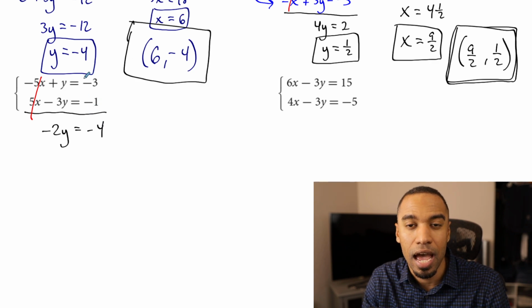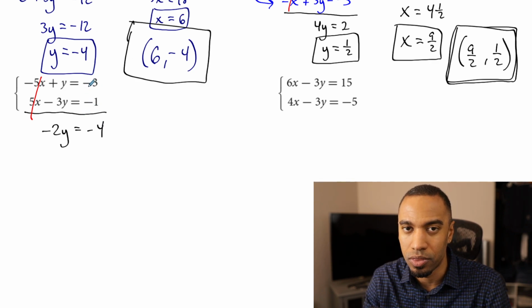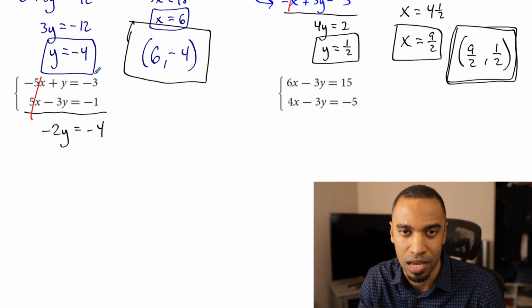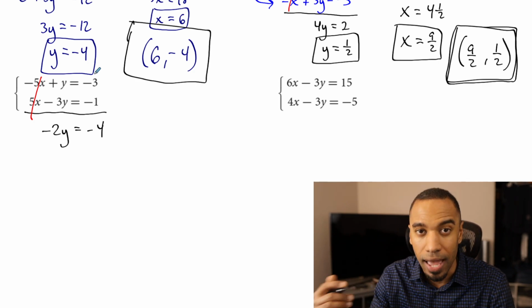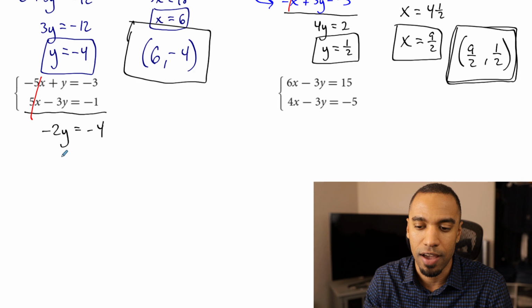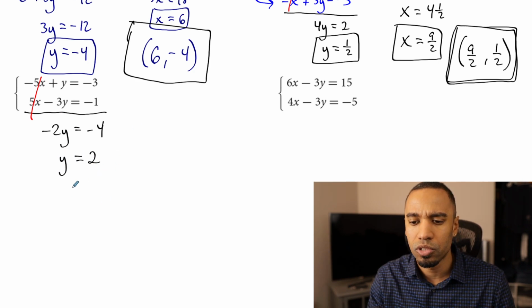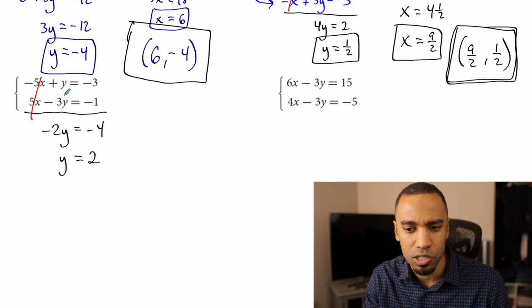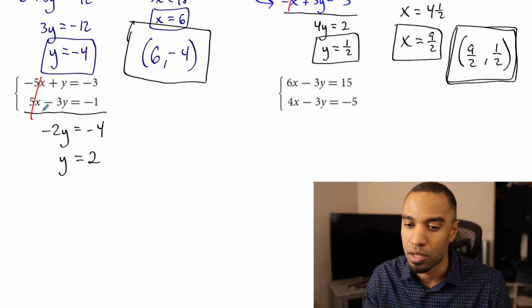So again, when I'm adding, I'm letting the signs be what they are. These are minuses, and I let them stay that way. No signs change. When I add a negative, it's subtraction. Divide by negative 2, I get y equals positive 2, and substitute. When you substitute, we take this value, plug it into an equation that we've used in the past, and then we solve from there.